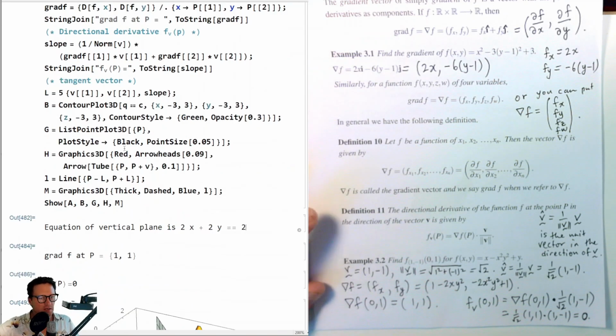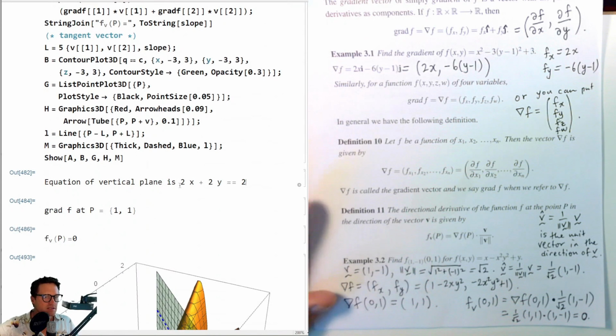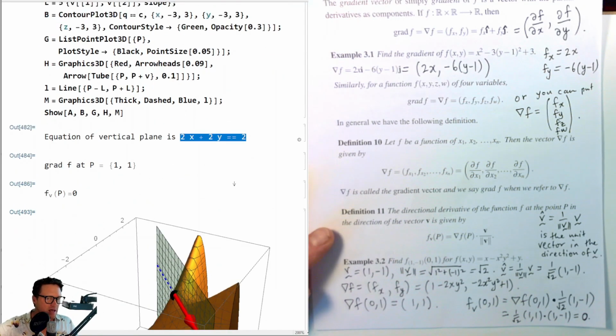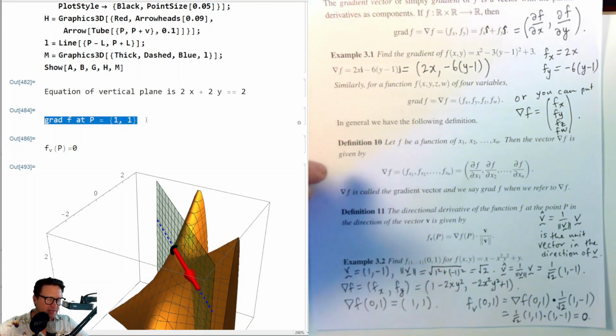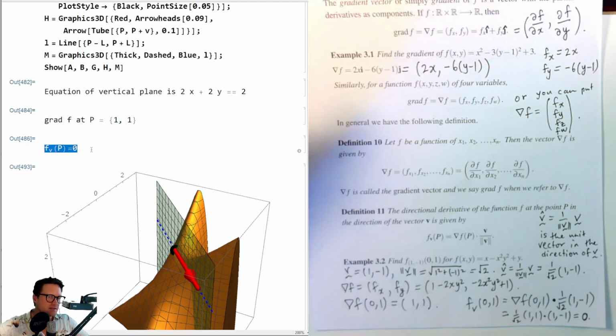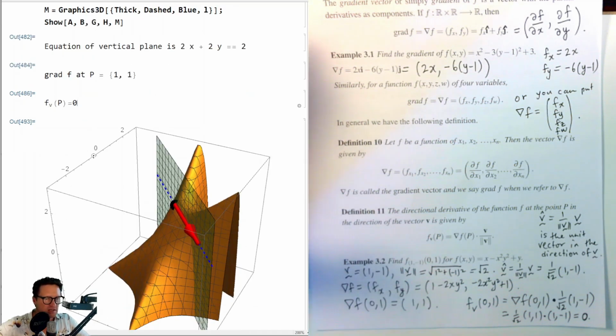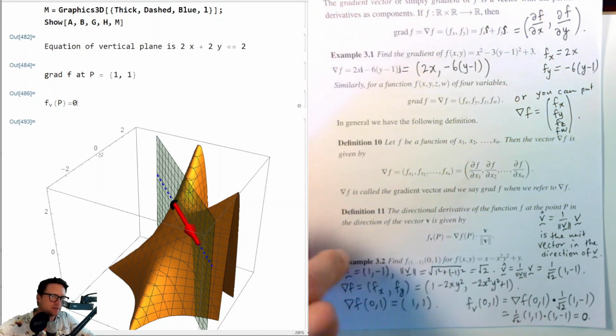Oh, I can't really find it. I'll do that later. Okay, so this is the equation of the plane that is parallel to that vector. All right, so the gradient vector is calculated as the vector 1, 1. And then it's calculated the directional derivative as 0 for this particular surface, point, and vector v.